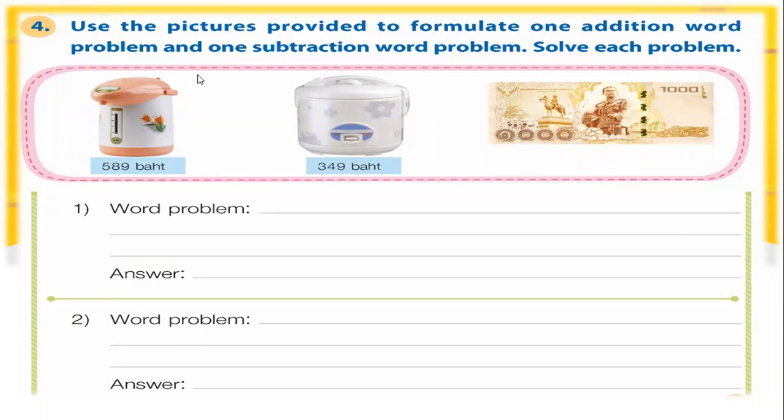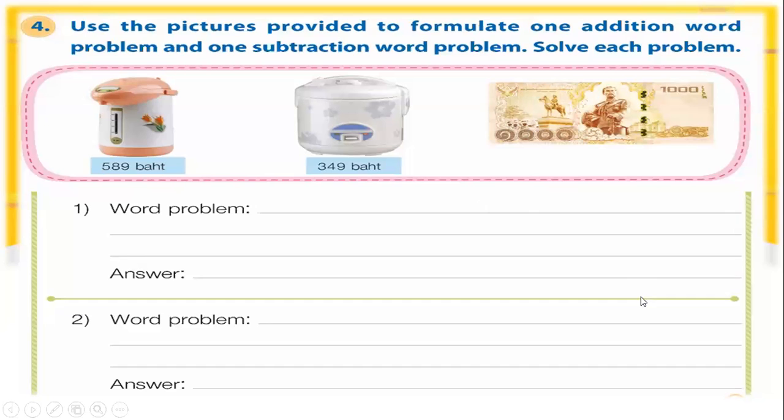Okay, students, now here you can see the picture. We have to use the pictures provided to formulate one addition word problem and one subtraction word problem. Solve each problem. So we can see the pictures. Picture 1, we have picture 1, right? Picture 2, picture 3. So we have to look at these 3 pictures and then make the word problems and then solve them. For example, the first one we do addition, the second one we do subtraction.